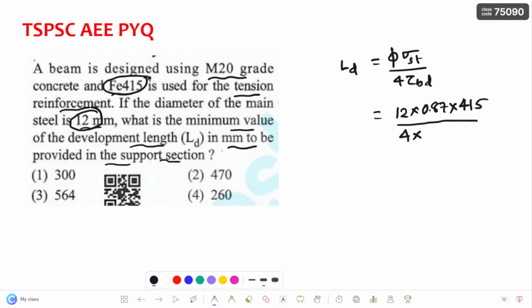Next, coming to 4 tau bd. Here they are using HYSD bars. That means you have to increase the tau bd value by 60%. That means 1.6 into tau bd. It is given as M20 grade. I explained to you already, for M20 grade it is 1.2. Okay, now let us calculate this value. It comes to approximately 564. It is given in the options, that is 564.